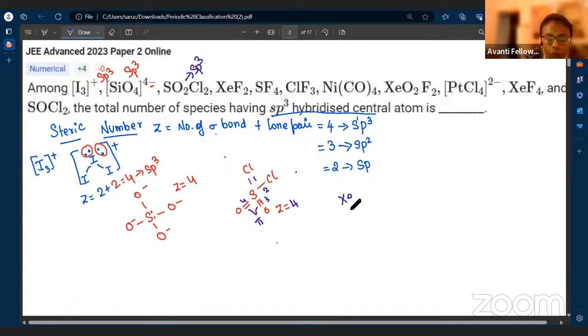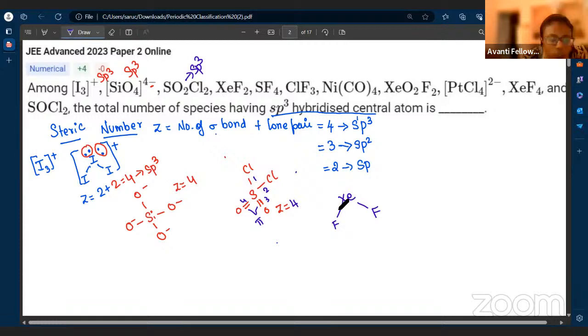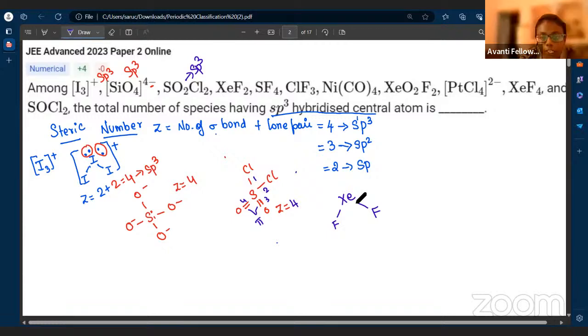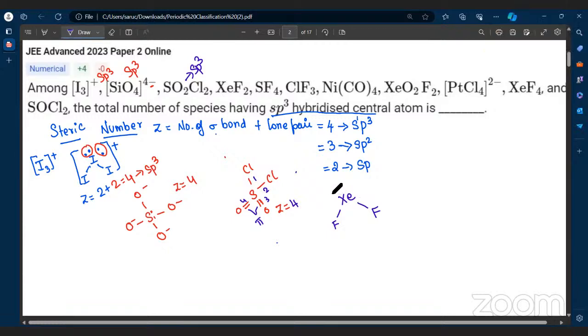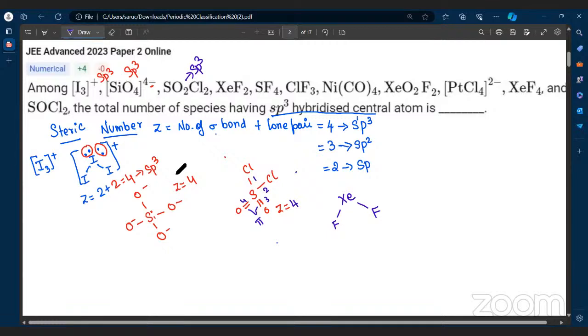Do it for XeF2. Now, how many lone pairs will you have on xenon? Yes, 4. SiO4 4 negative also has lone pairs, so why are we not considering the lone pair? Which one are you asking about? SiO4 4 negative. It has one lone pair.